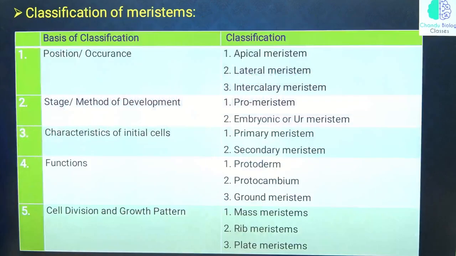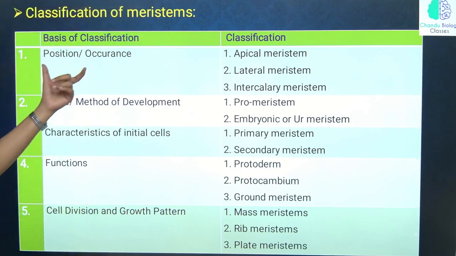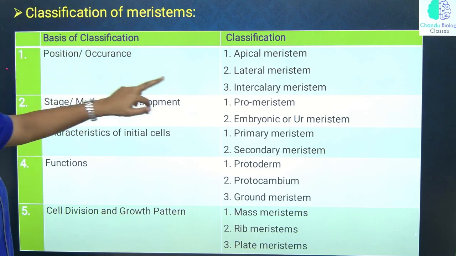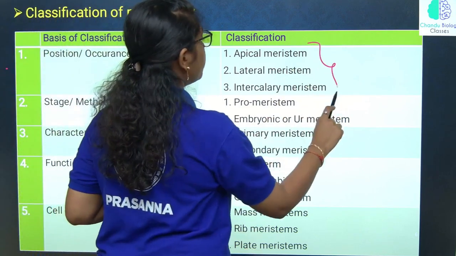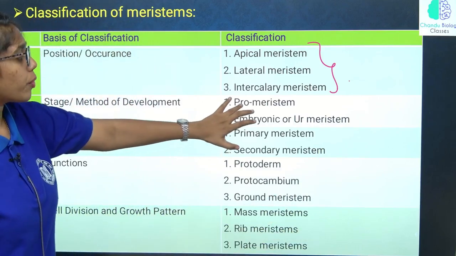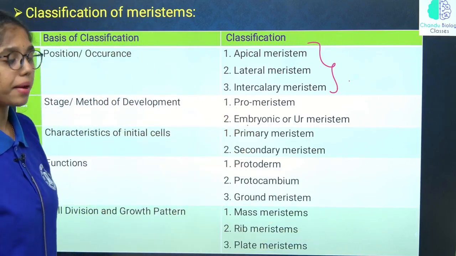Next, the classification of meristems is very important. Now, we are going to learn that in detail, wherein we have 5 bases of classification. 1, based on position, we have apical meristem, lateral meristem and intercalary meristem. Based on the method of development, we have promeristem, primary meristem and secondary meristem.